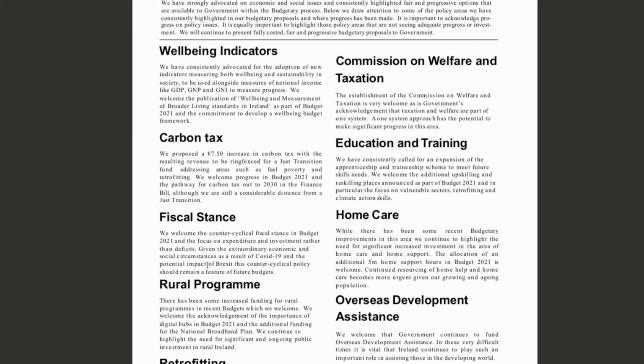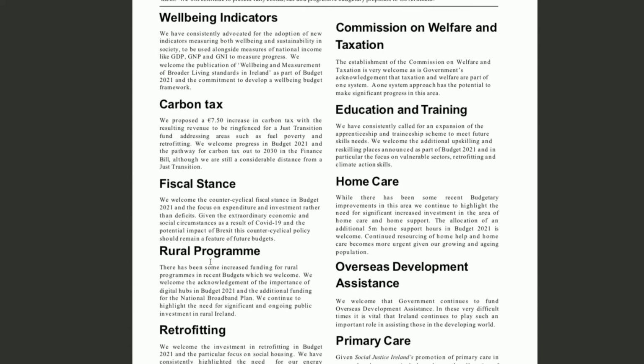On the rural issue, Michelle was just talking about some of the things that have been done. But I suppose we continue, and we welcome the things that are done, but we continue to highlight the need for significant and ongoing public investment in rural Ireland if we're going to reduce the gap between urban and rural Ireland across a whole range of infrastructure and services, and in the impacts that they have in terms of poverty and social exclusion.